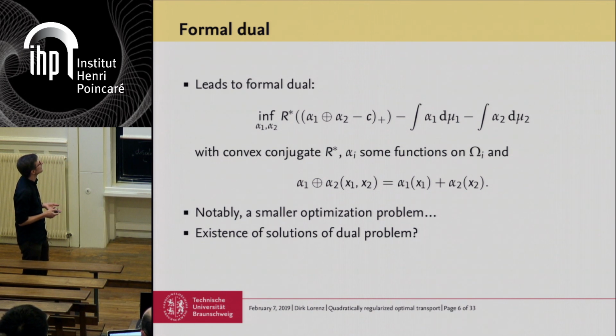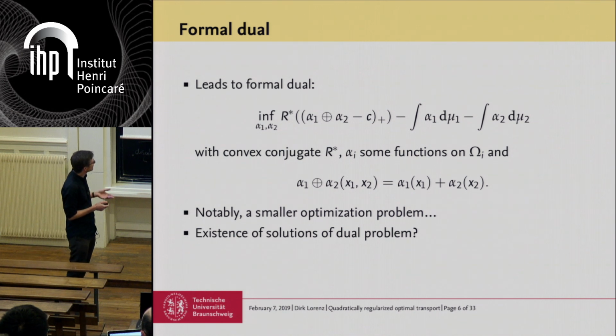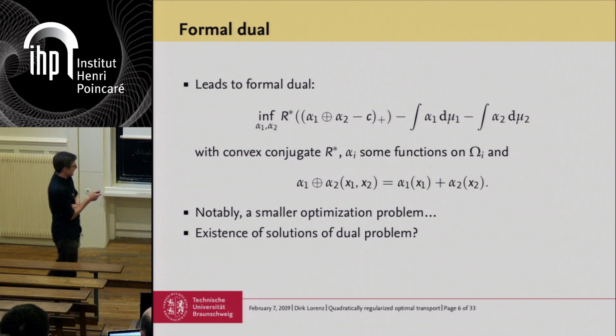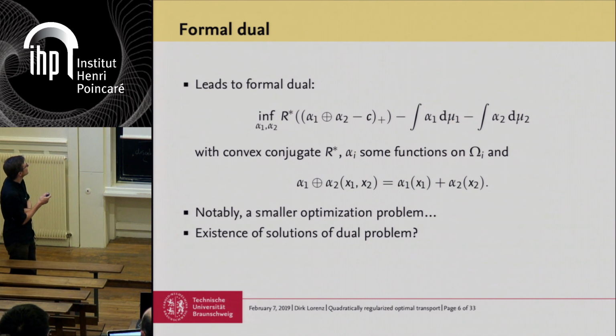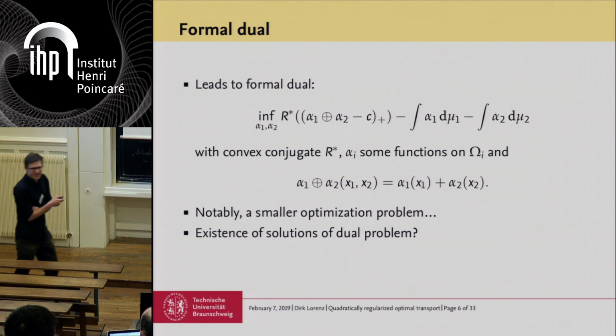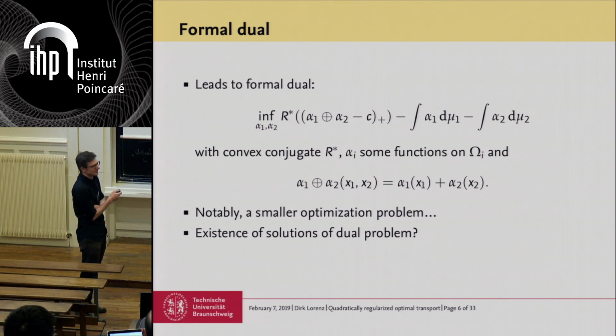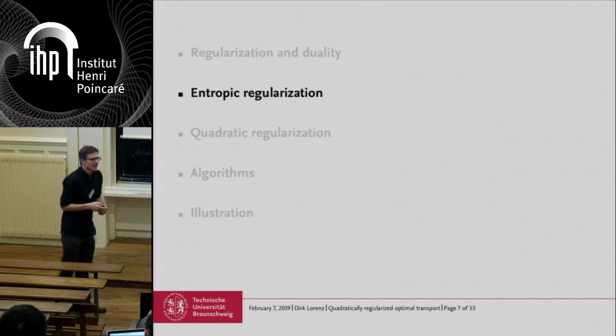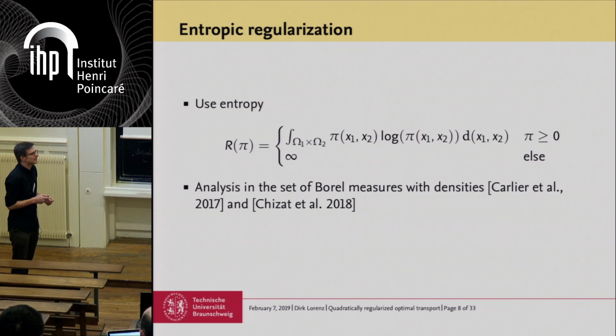If you're only interested in an optimal value, for example, then this may be the better choice to solve. But one issue is: what about the existence of solutions of this formal dual problem? Do the solutions really exist? And it's kind of a delicate problem as far as I see.